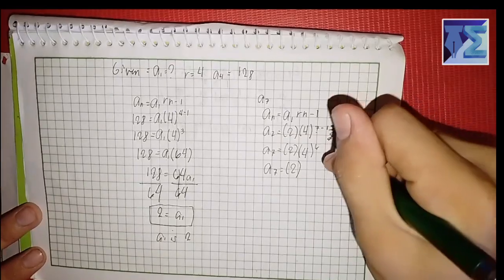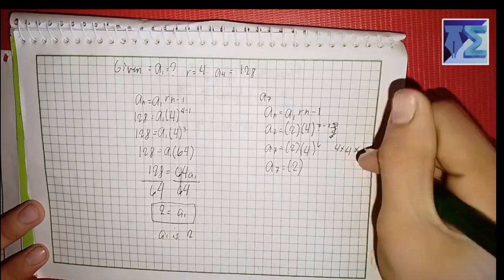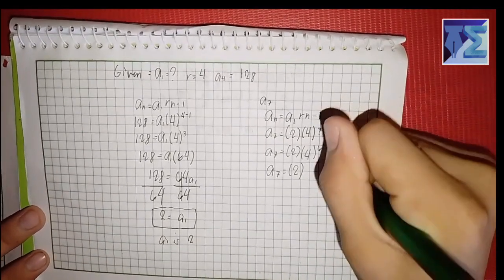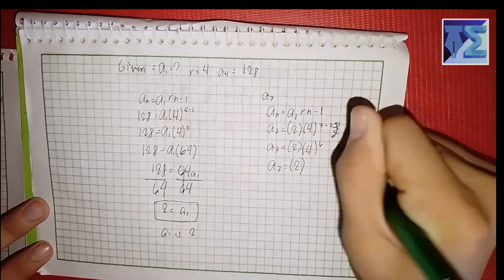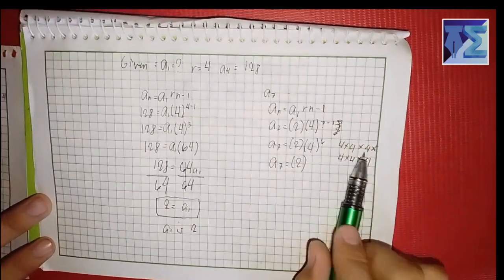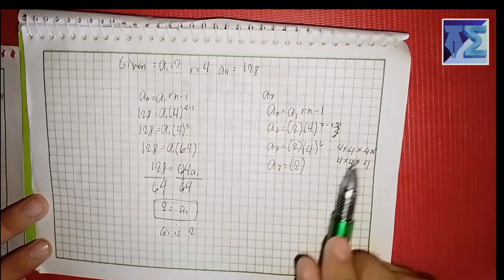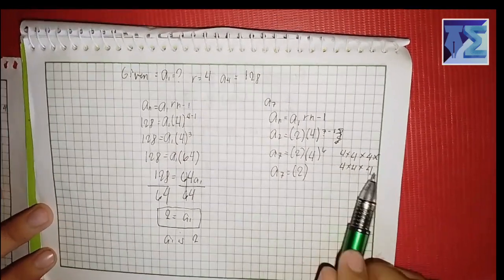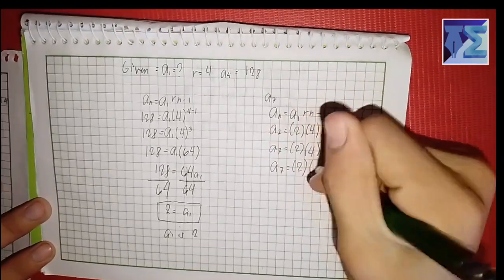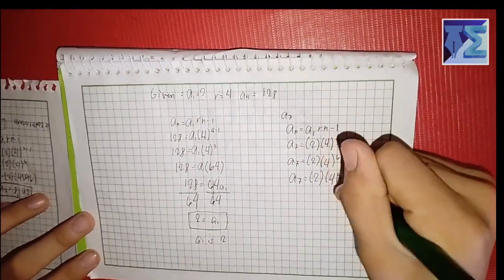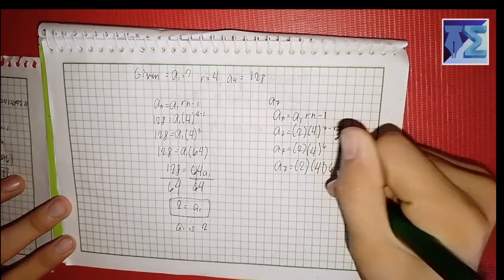So 4 raised to 6: you need to raise the 4 to 6. So 4 times 4 is equal to 16. 16 times 4 is 64. And 64 times 4 is 256. And 256 times 4 is 1024. 1024 times 4 is 4096.